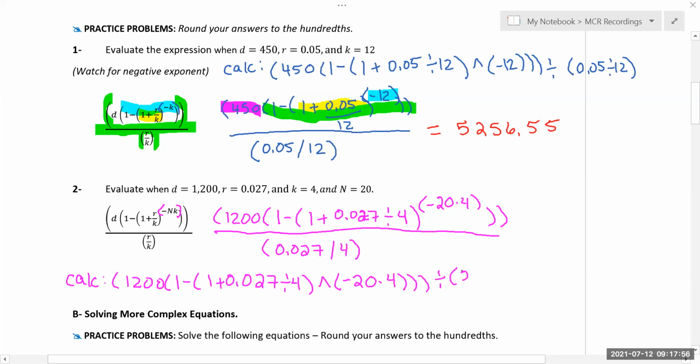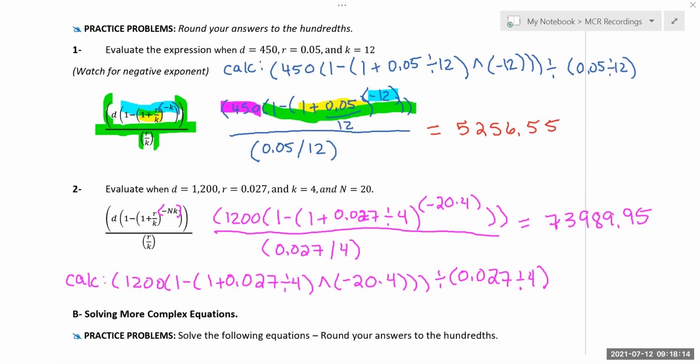Divided by 0.027 divided by 4. I would again make sure you're going through and doing these and getting them right here, so that way you have time if they're incorrect. And you get something to the effect of about 74,000. Make sure you're rounding correctly. These did tell us to round to the hundreds.